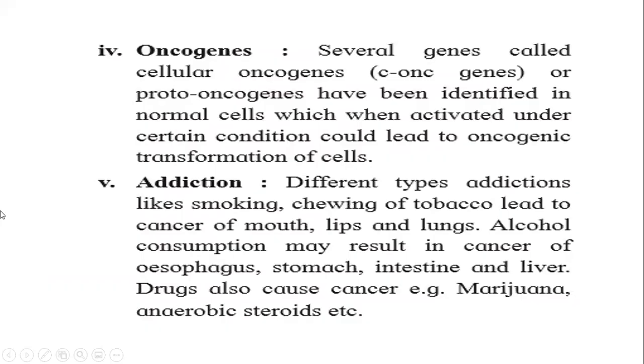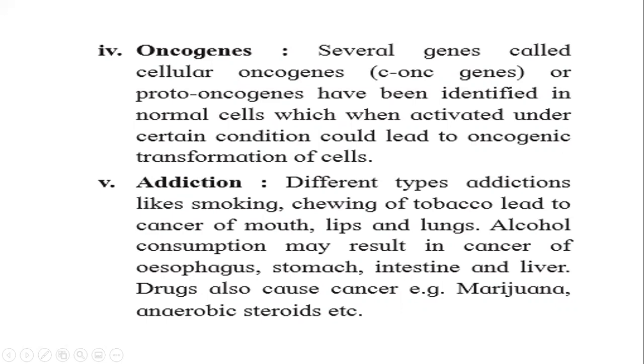Okay, viruses. Then comes oncogenes. Just before, I told you, these are the genes which can be transmitted from generation to generation. So those genes which cause cancer and can be transmitted from generation to generation are called oncogenes. The other name for this is proto-oncogenes or C-oncogenes. Then comes addiction.